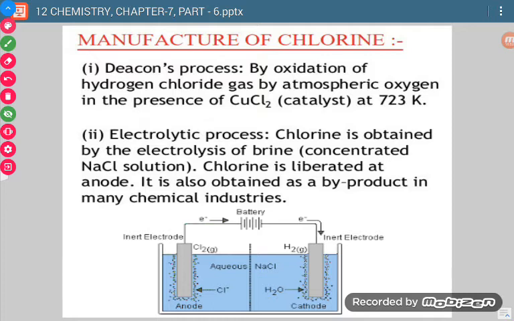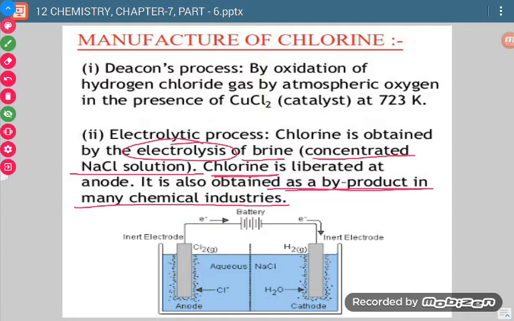In the electrolysis process, we take brine solution. What is brine solution? It is concentrated sodium chloride solution. The concentrated sodium chloride solution is taken as electrolyte and we carry out electrolysis. The chloride ion, Cl negative, moves towards the anode, where there is oxidation and formation of chlorine gas. Chlorine is also a byproduct of many other reactions.